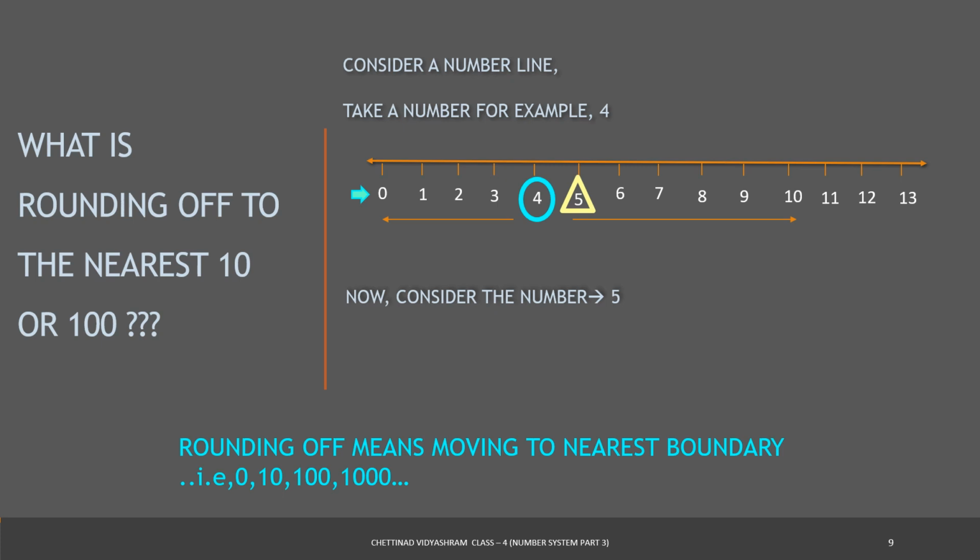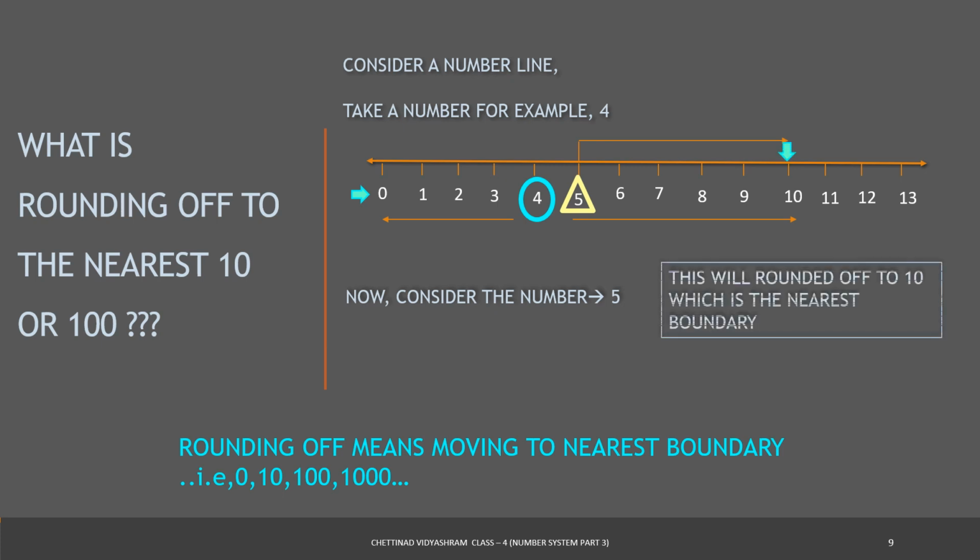Now consider the number 5. 5 is at the half boundary. Will it go back or will it move forward? It will move forward. So the nearest boundary for 5 here is 10. So this will round off to 10, which is the nearest boundary. I repeat once again, rounding off means moving to the nearest boundary. The boundaries are 0, 10, 100, 1000, etc.